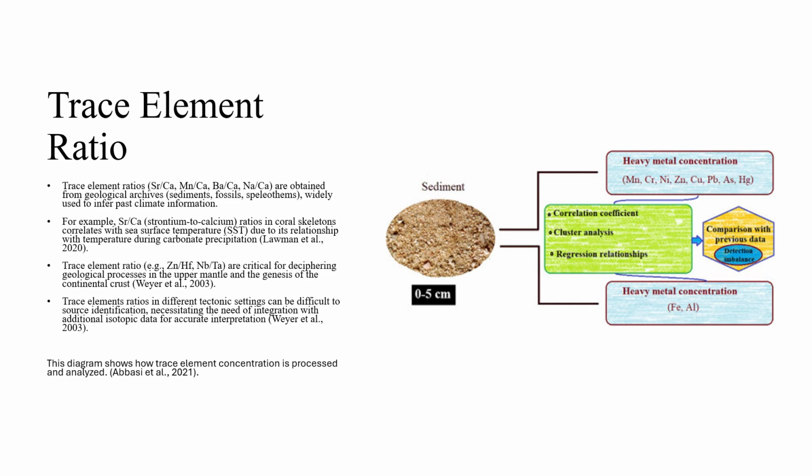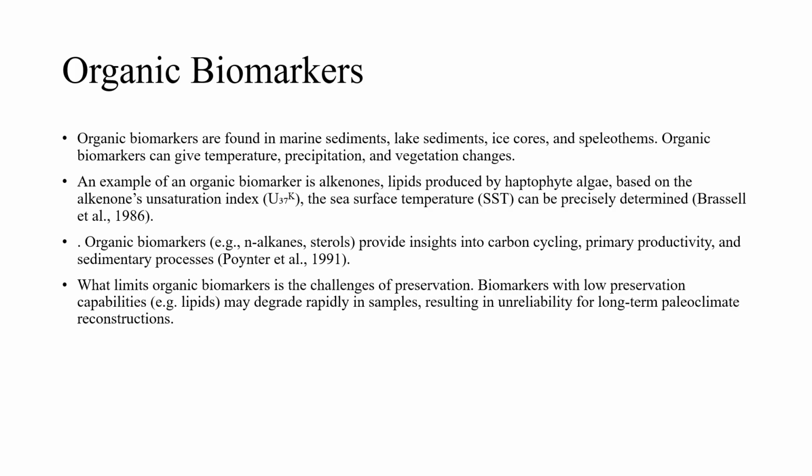Organic biomarkers are found in marine and lake sediments, ice, and speleothems. This proxy could give temperature, precipitation, and vegetation changes about the past environments. An application of this proxy is the alkenone, a lipid produced by haptophyte algae. Based on the alkenone unsaturation index, the sea surface temperature can be precisely determined.